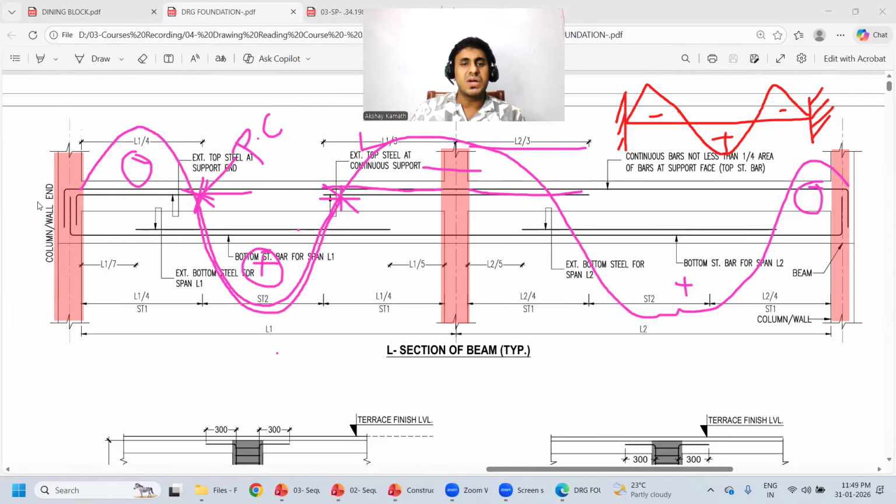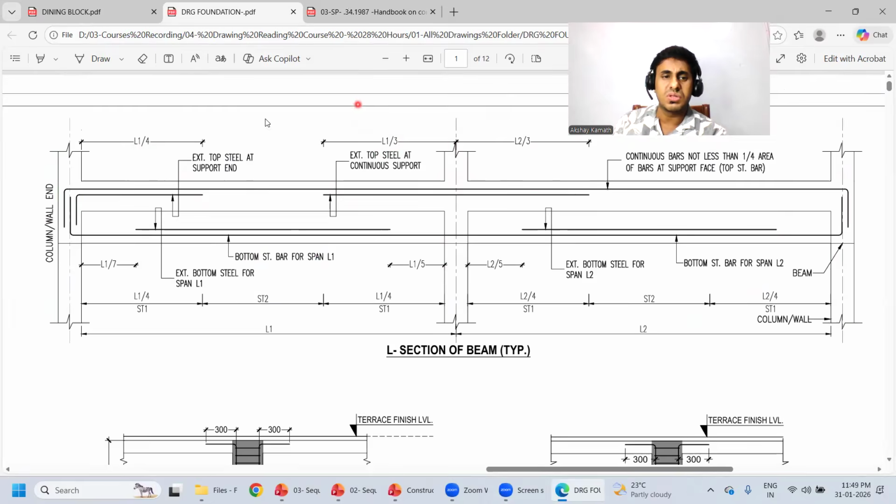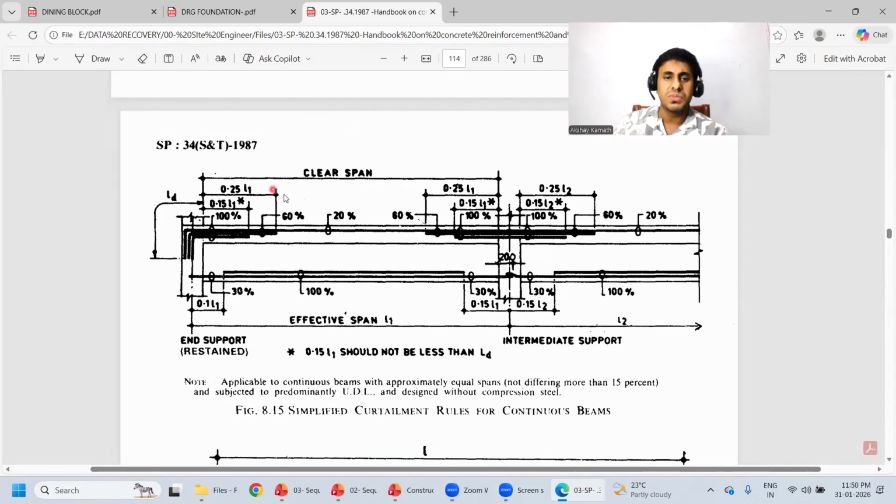Now the next question is, sir, why don't you provide L by 4, L by 4 everywhere? Why do you have to do all this L by 3, L by 3 and all these things? So the reason is very simple. For that, we have to refer to our code book. So this is our code book, that is SP34. Here they have given the simplified curtailment rule for a continuous beam. Here they have told us what you are supposed to follow.